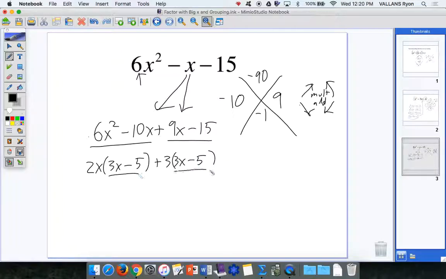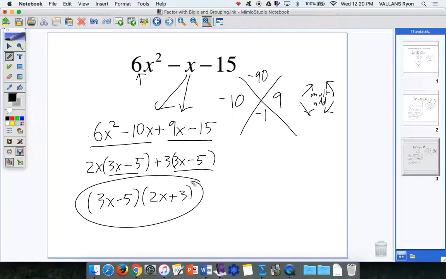Once again, these are the same, so I can factor that out. 3x minus 5 times 2x plus 3. Factored version of it. Then I have a little shortcut for in the next one.